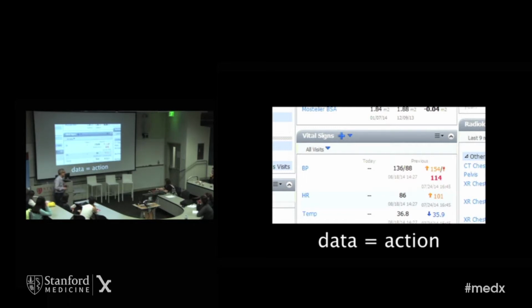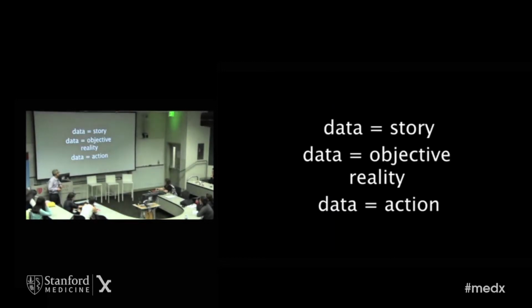And the reality is, actually, you can take data, you can collect it in a certain way, you can interpret it in a certain kind of context, and it might become actionable, but data by themselves are not action, right? So the point I'm making is data is not a story. Data is not objective reality. Whoops, data is not action.